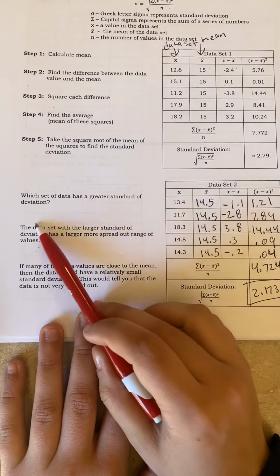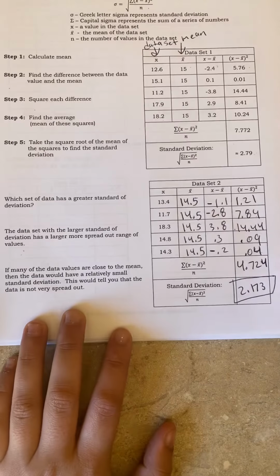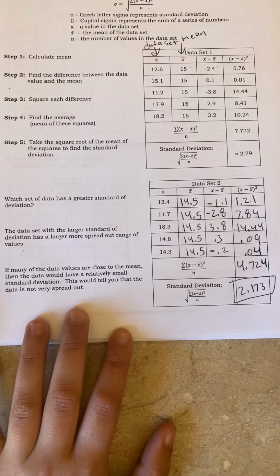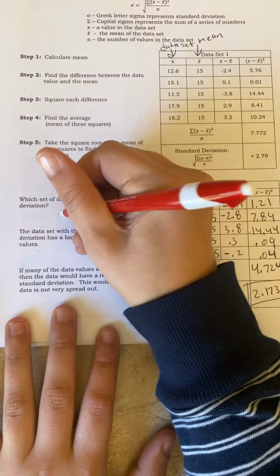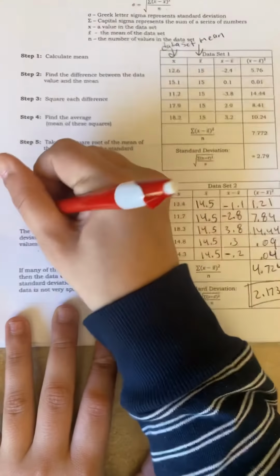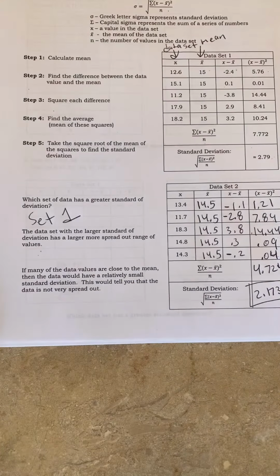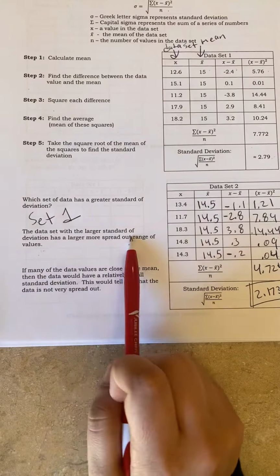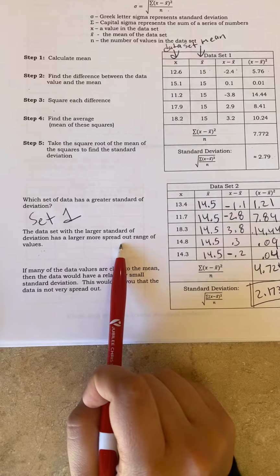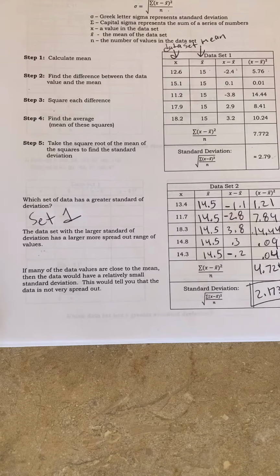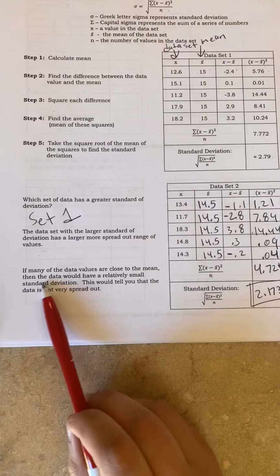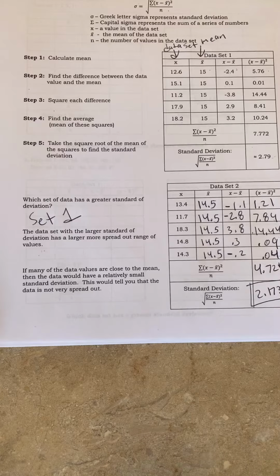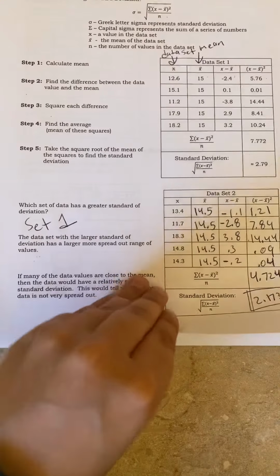Okay, so this right here just asks us which data set has the greater standard deviation. This one has 2.173, this one has 2.79, so that means data set 1 has the greater standard deviation, okay? So down here it says the set with a larger standard deviation has more spread out range of values. So the larger the standard deviation, the more spread out my points are, versus the smaller the standard deviation, the closer my points are. They're not as spread out from each other. Okay? So then we're going to move on to the next example.